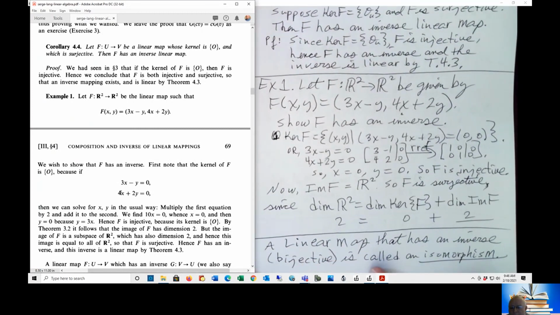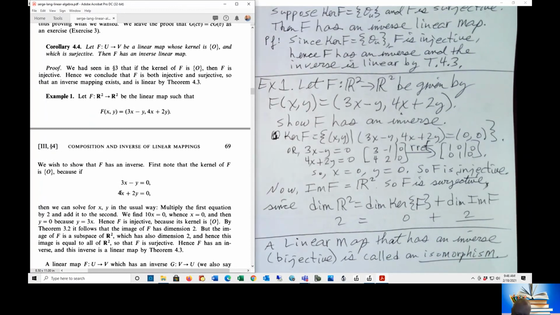And then referring to our dimension theorem, we know the kernel is trivial, meaning it has dimension 0, and the dimension of R2 is 2, hence the dimension of the image must be 2 in order for 0 plus 2 to equal 2. So we have shown now that f is both one-to-one and onto. Hence, it has an inverse mapping. And we've already defined it, of course.